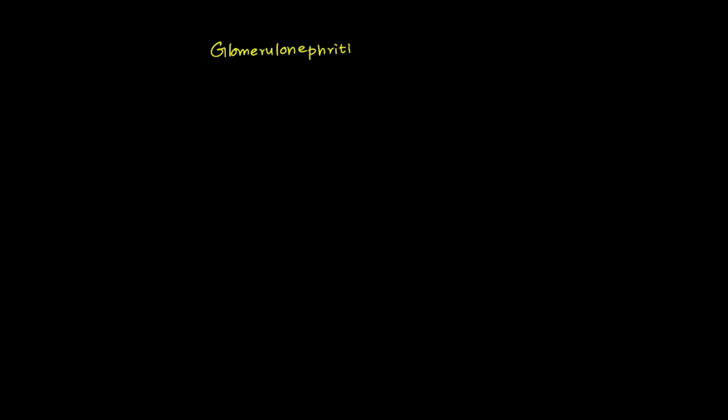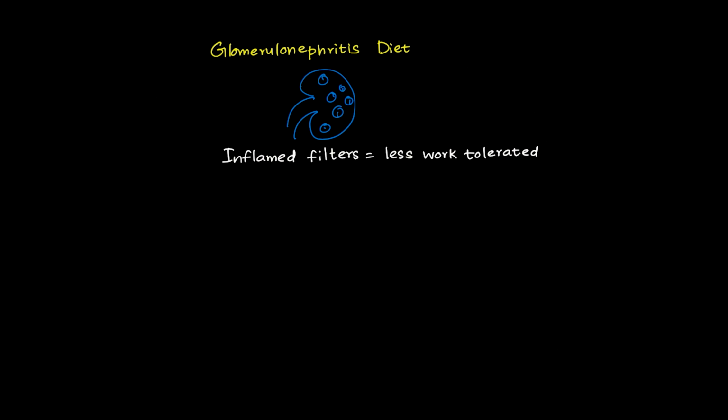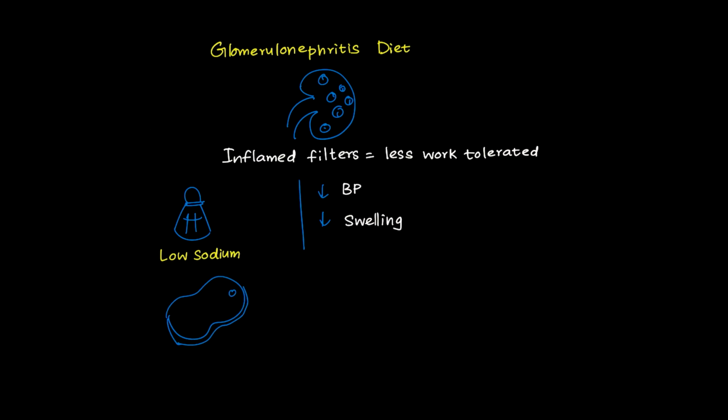Glomerulonephritis is an inflammatory injury to the tiny filtering units inside the kidney called glomeruli. Those filters are already struggling, so the diet has one goal: give the kidneys less work to do. Sodium is the first target. Sodium pulls water into the bloodstream, raises blood pressure, and makes fluid retention worse. All things an inflamed kidney handles poorly. Cutting salt eases the pressure and the swelling.